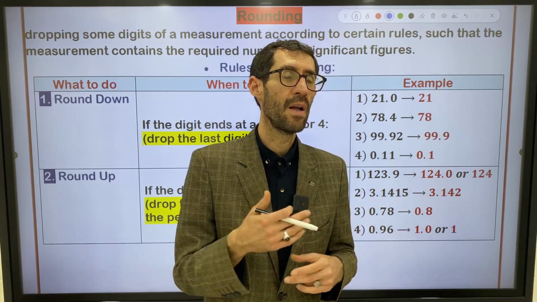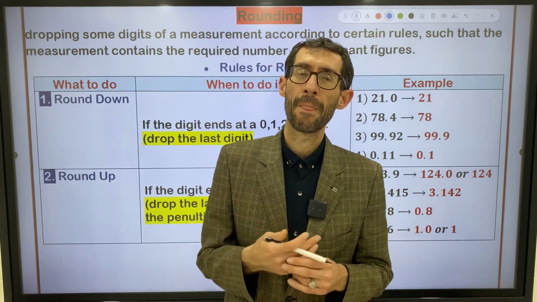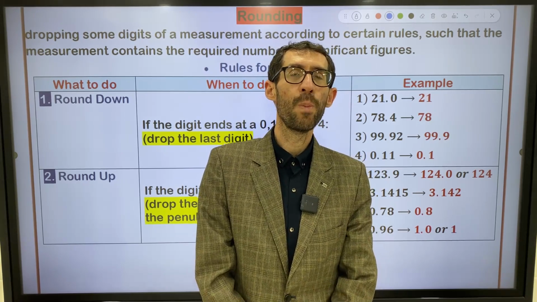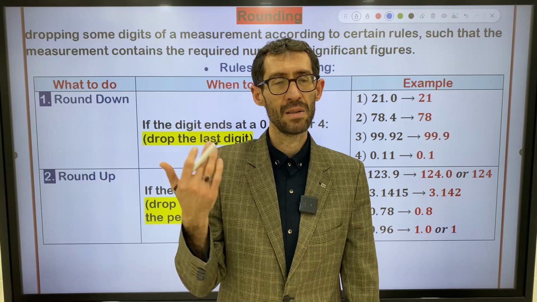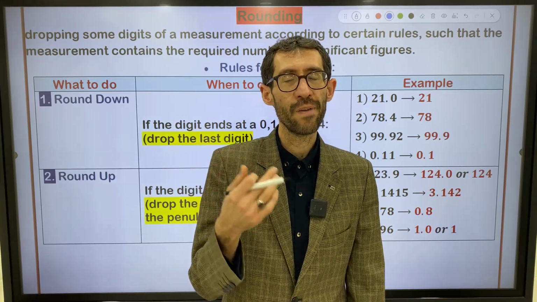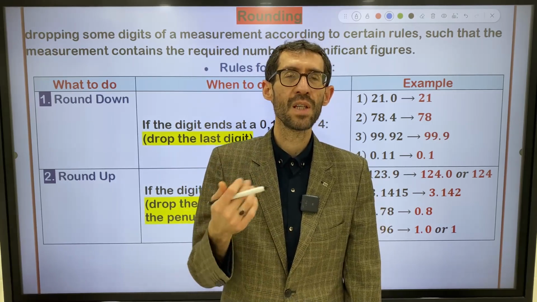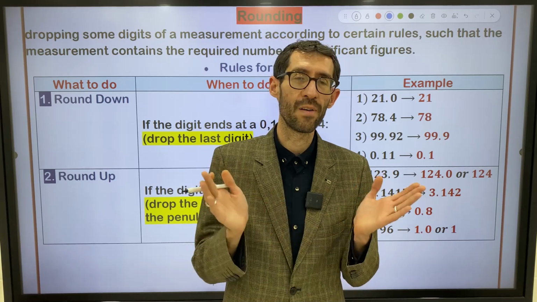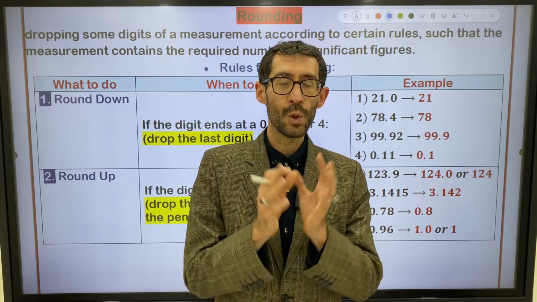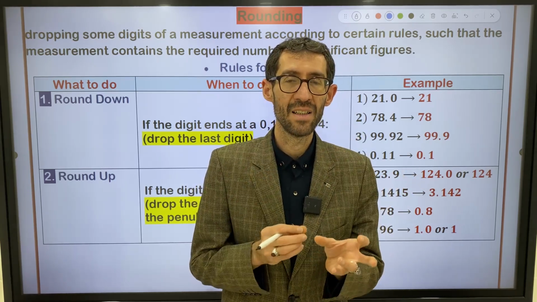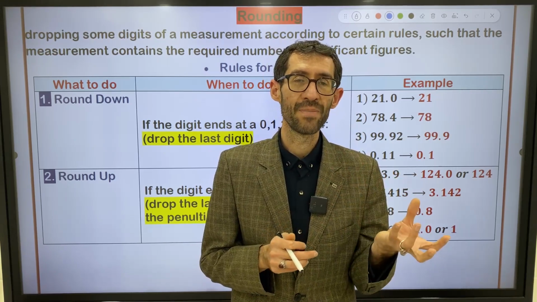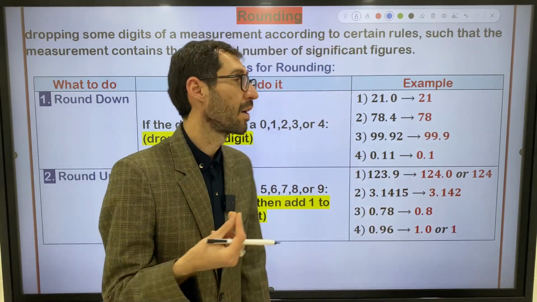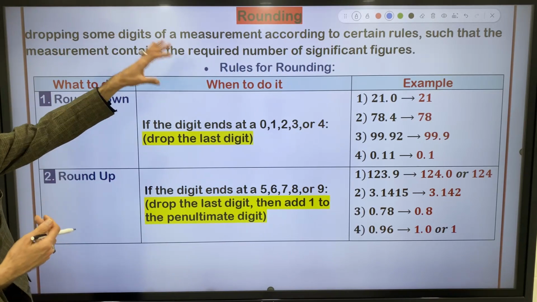Unconsciously, if, for example, the time is 2:58, you don't say 2:58. You say the time is 3 o'clock, for example. You don't say the time exactly. This is called rounding. You round it to the nearest number. This is, in general, an explanation of rounding.